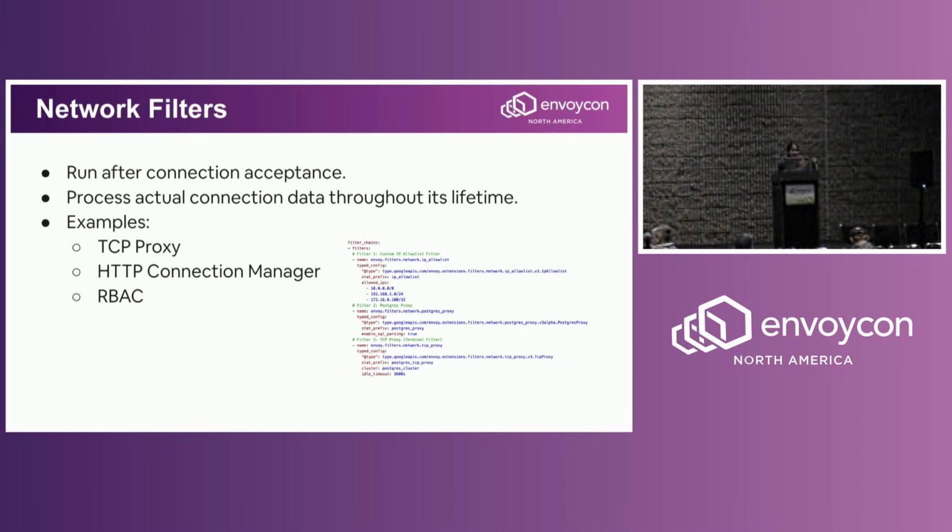Some of the popular examples of network filters include the TCP proxy, the HTTP connection manager, which I'm sure a lot of you must be familiar with, which performs the L7 level processing on the data. And we have the RBAC filter, which again, I'm sure many companies are using to enforce RBAC within their service mesh.